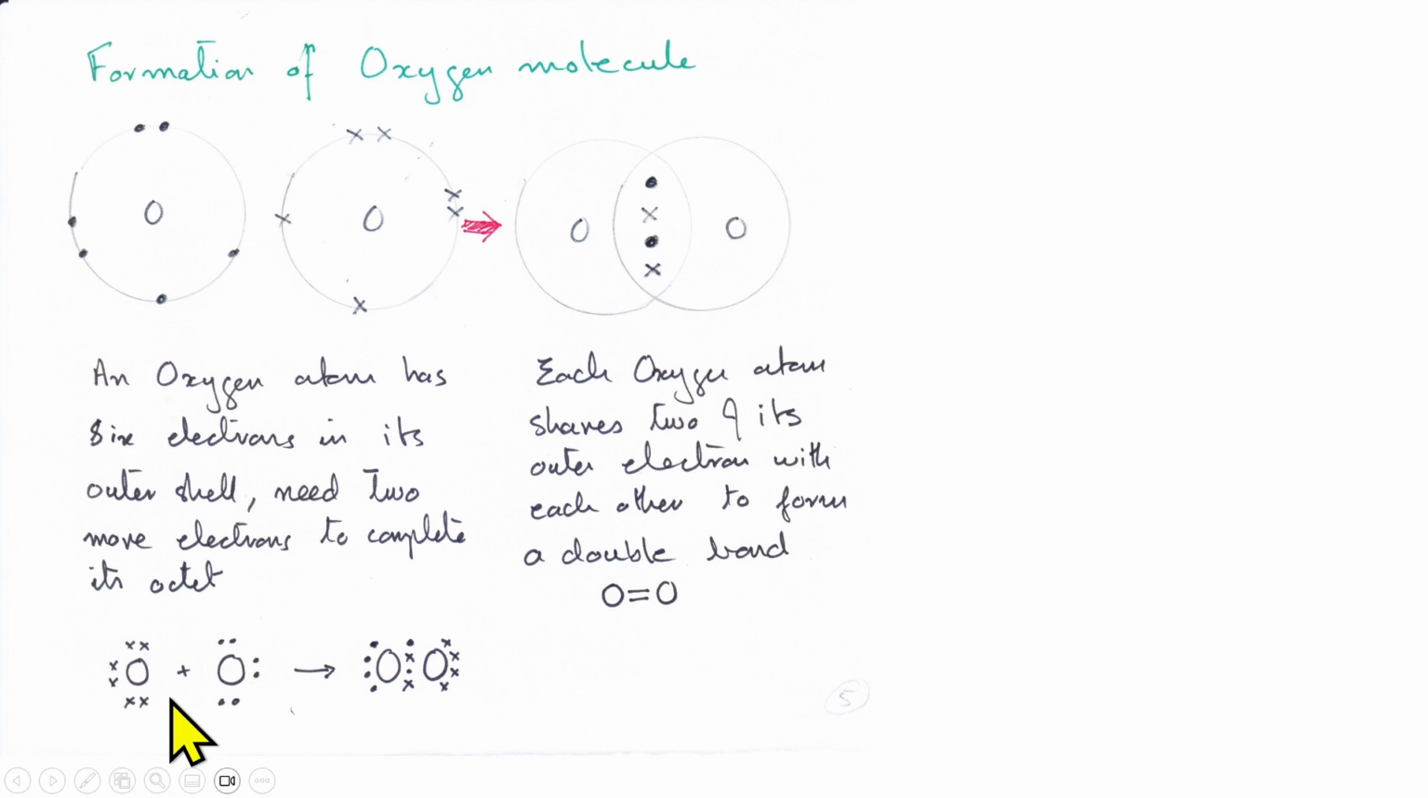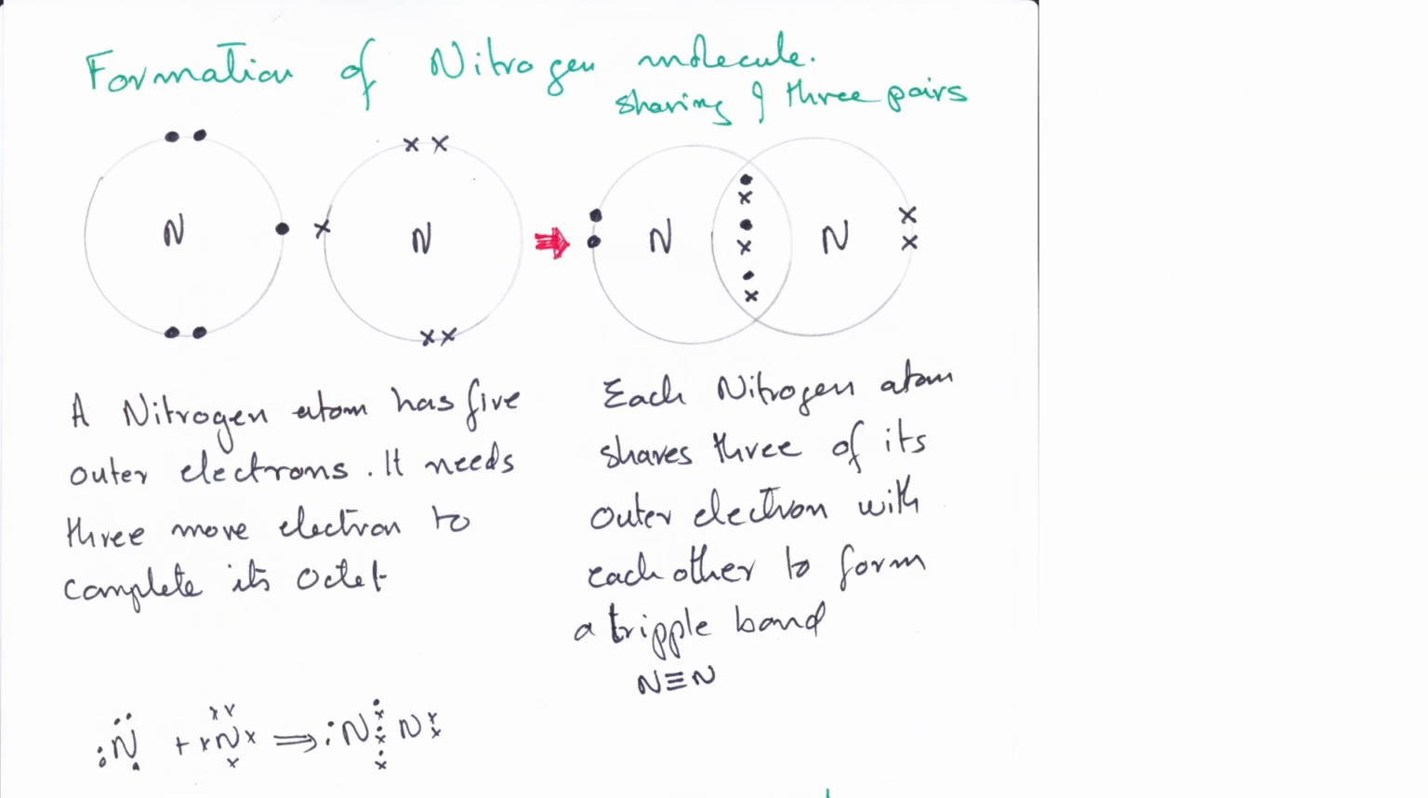I have drawn the equation. Oxygen, this is showing the outer electrons with cross, another oxygen showing the electrons with dots, and now the dot and cross structure of the molecule. In between I have drawn the electrons which are shared equally, and on the right side the electrons which are not shared.